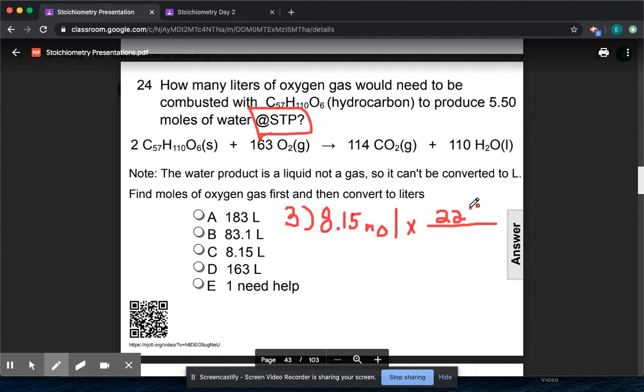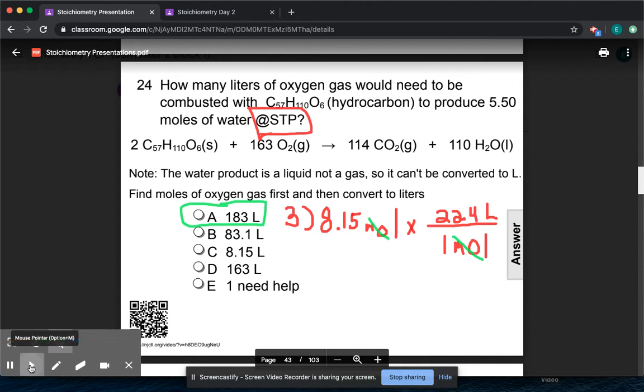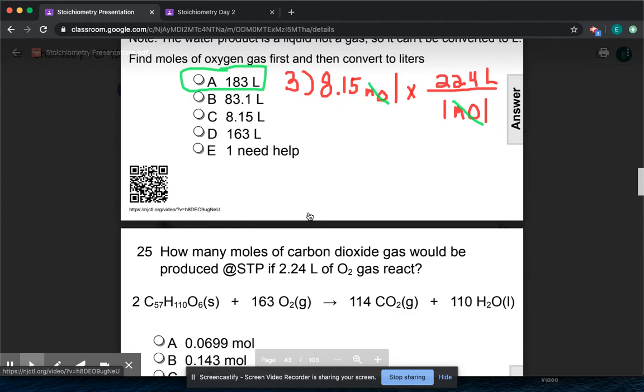Same thing applies here. What you are converting to goes on the top. What you are coming from goes on the bottom. We are going to liters, so the liters needs to go up top. We are coming from mole, so mole needs to be on the bottom. And then you will see that your moles cancel out, and you're left with just liters. Okay, so you multiply this out, 8.15 times 22.4, and you get 182.56, which rounds up to be 183. Okay, rounds up to be 183.